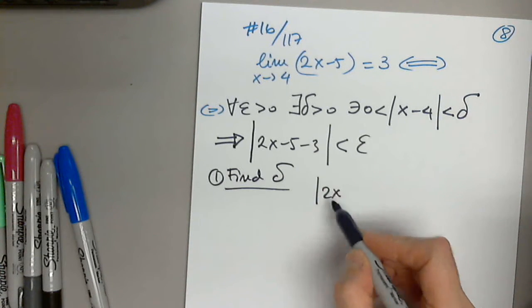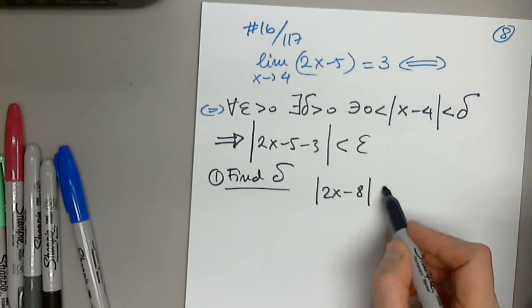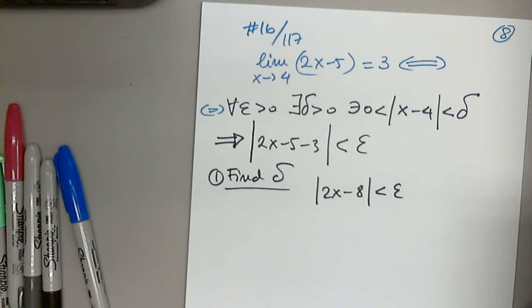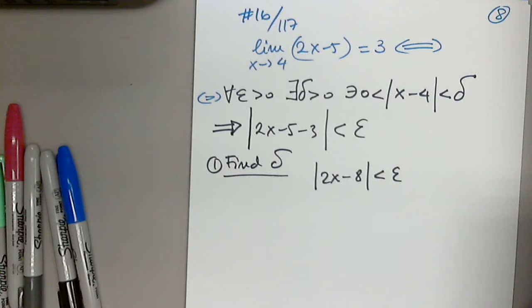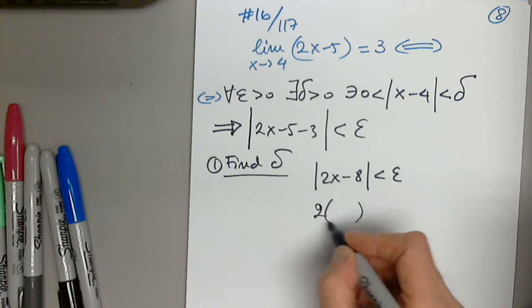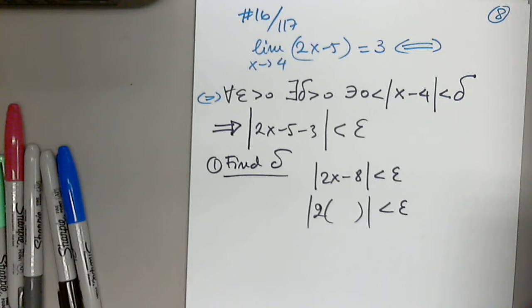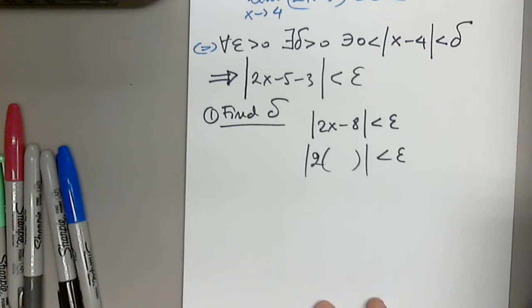The absolute value of 2x, very good, less than epsilon. Let's stop for a moment and say, where is our target? Point the target to me. What do I do here to get that? No, I can't, because of the absolute value. Eventually I will divide by 2, but not yet. I have to use the properties of absolute value first.